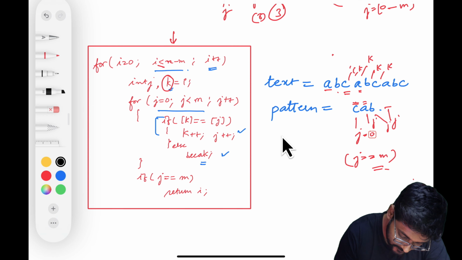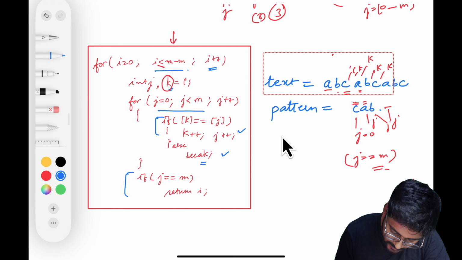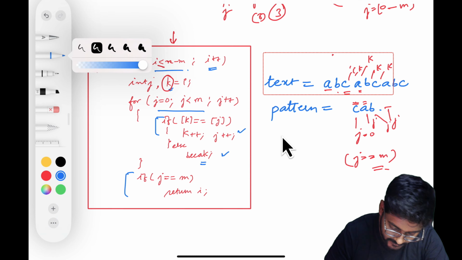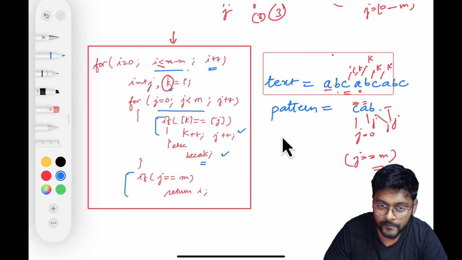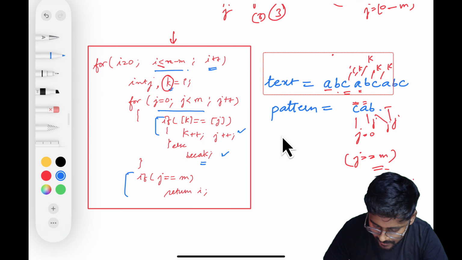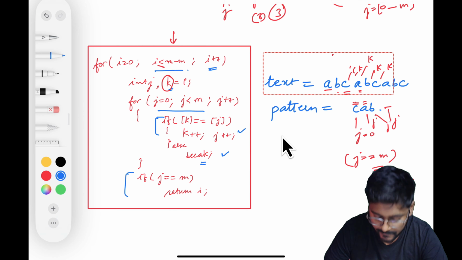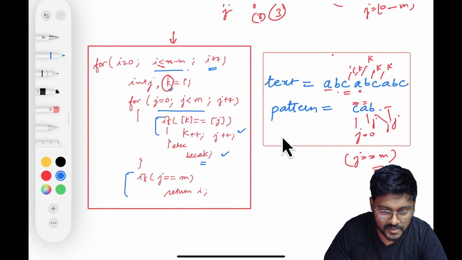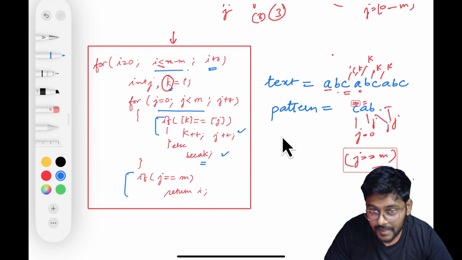We are going to have this case running, where j is equal to m, return i. That pattern is found. Why am I returning from this? Because I just want to return whether the pattern is present or not, or if it is present, just return the first position. The problem can be of any form.